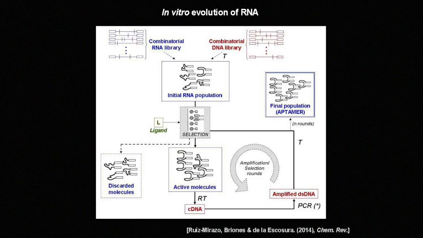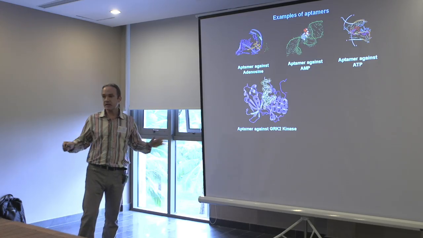Once you have been selected, you are amplified. In this case, you need a reaction called reverse transcription that gives cDNA, don't go into details, then PCR amplification, and then transcription, and then again you have a new starting population that is submitted to this selection step, and again and again and again a number of rounds until all the population is able to bind the ligand. And this works perfectly. Okay? So these SELEX-based experiments are giving rise to dozens and hundreds of aptamers.